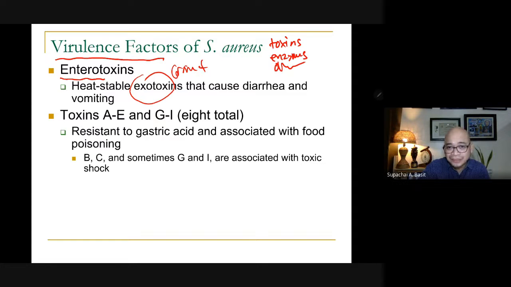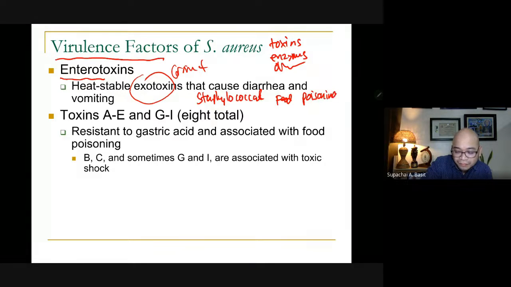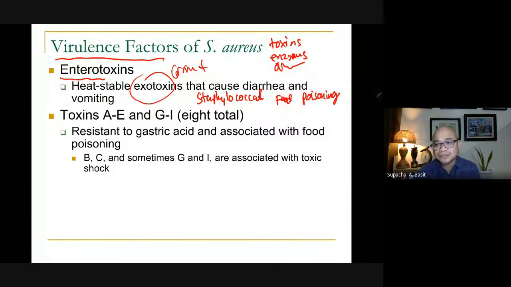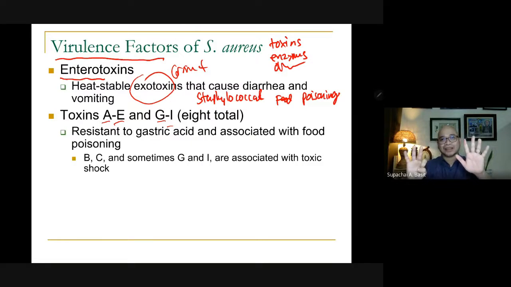So, enterotoxin is actually implicated in staphylococcal food poisoning. And then, we also have toxins A to E and G to I. So, A, B, C, D, E, and then G, H, I. So, a total of eight. These toxins are actually resistant to gastric acid and associated also with the staphylococcal food poisoning.